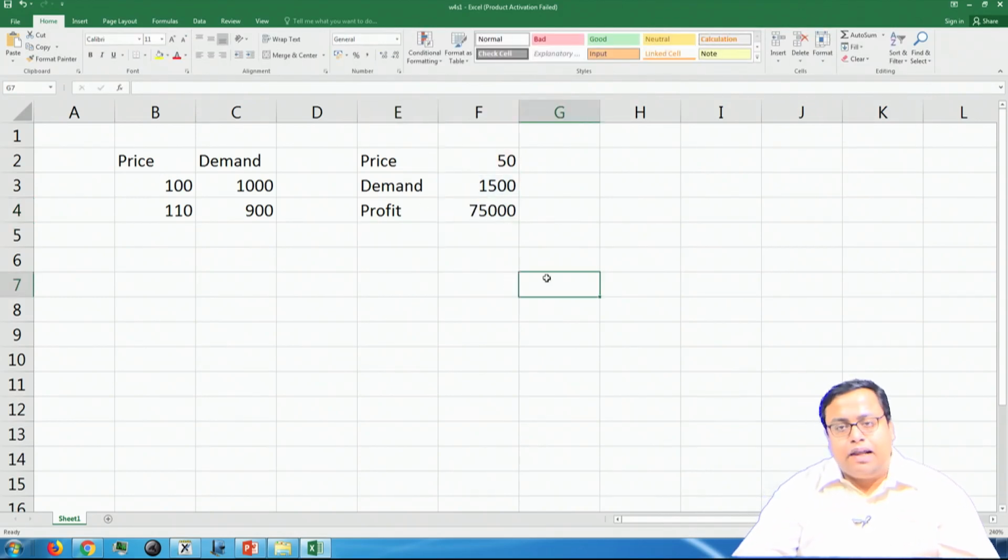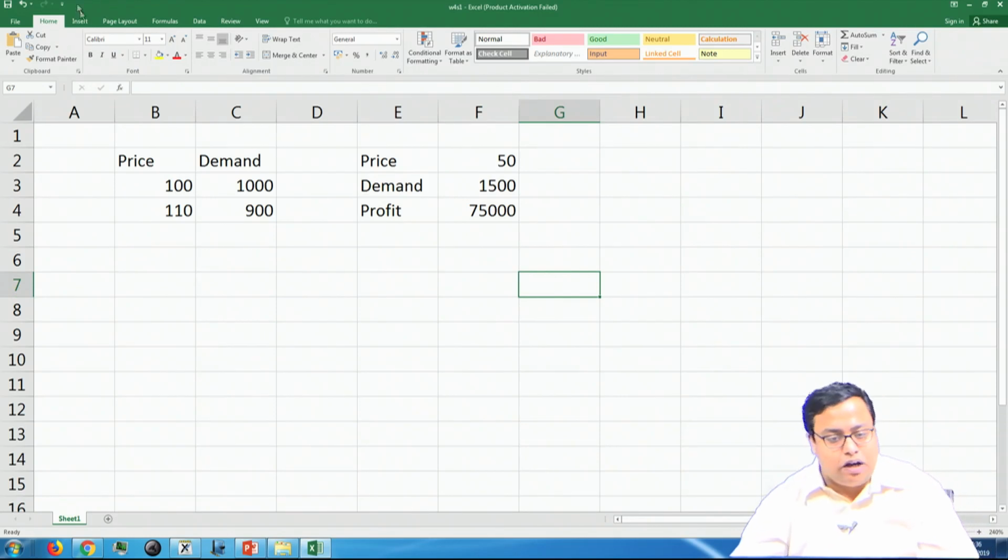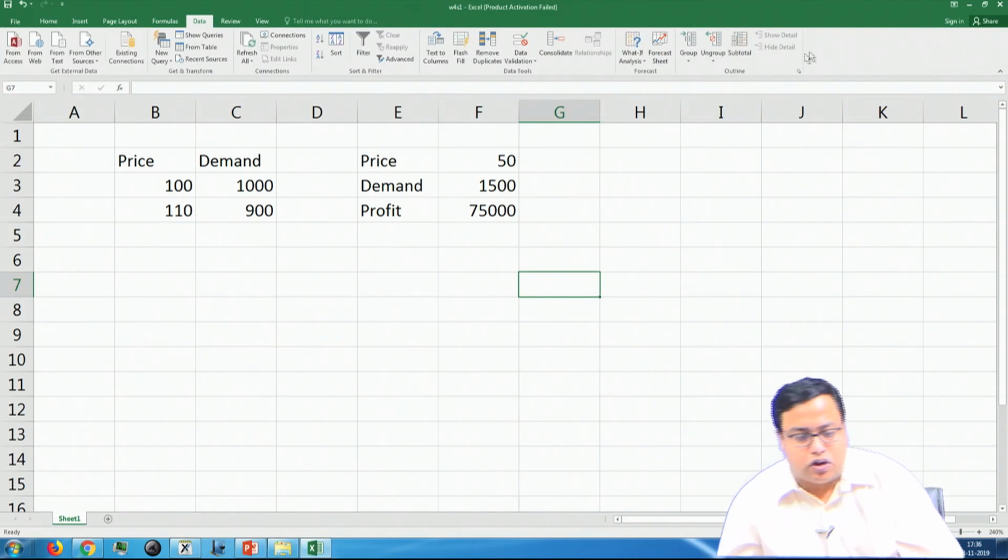Fair enough. Now, all I have to do is maximize my profit by changing my price. So, what do I do? I just see whether there is a solver. So, there is no solver here.